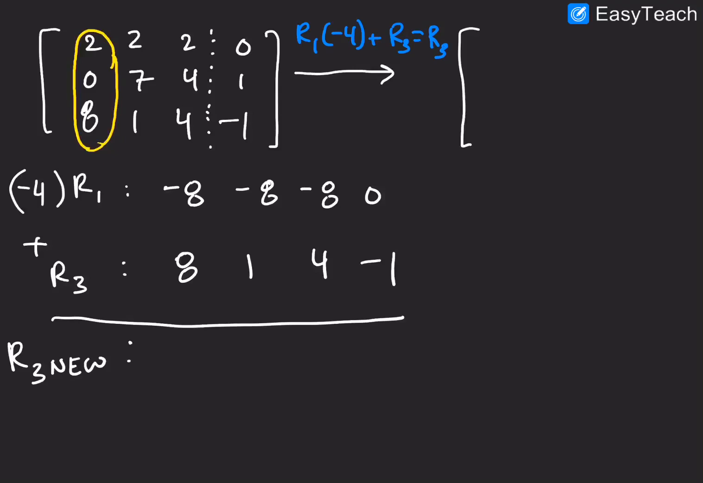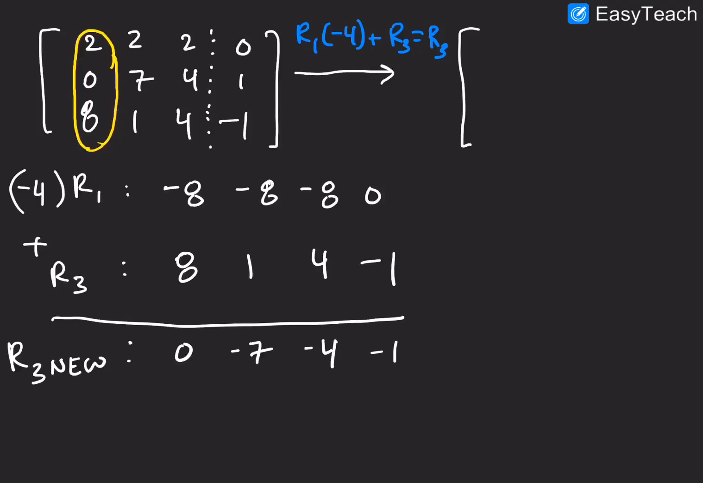Okay, so I'll do -8 plus 8, which is 0. -8 plus 1 is -7. -8 plus 4 will be -4. 0 plus -1 will be -1. That's a -1.